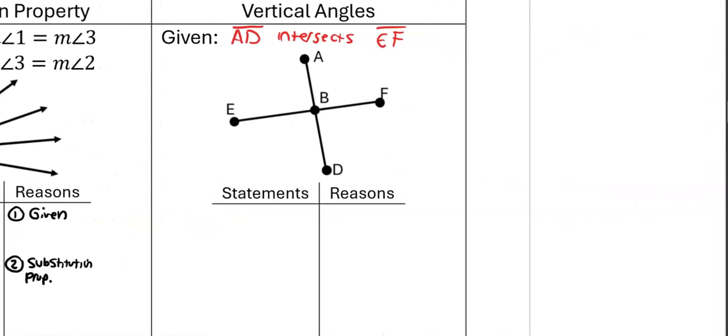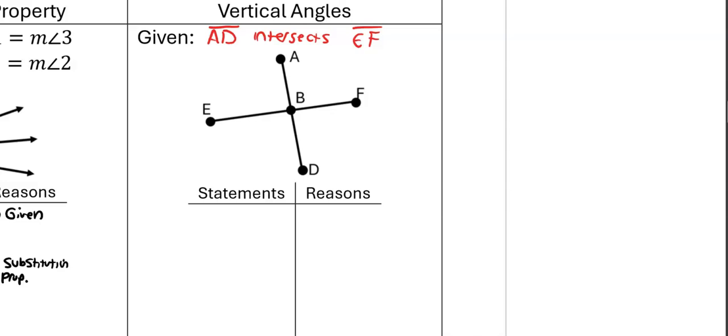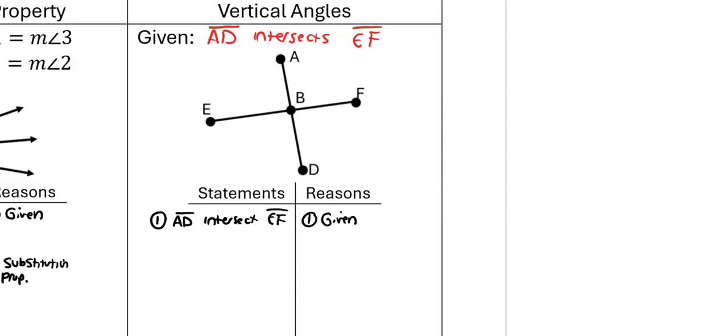For the last one, we have a lot of things we can go with. The only given in this situation is that AD intersects EF. There are a lot of places we can go with this, and two of them in particular are that we create vertical angles and linear pairs. Depending on what your objective in a problem is, you will pick one over the other. For this case, I want to focus on vertical angles.